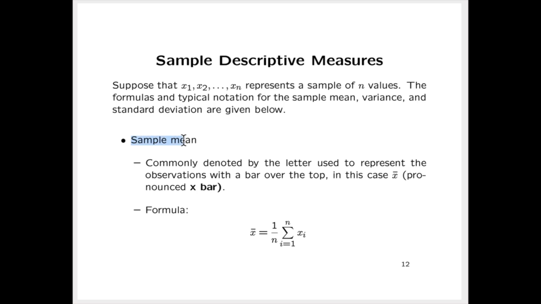We'll start off by talking about the sample mean, and this is commonly denoted by the letter used to represent the observations or the data, and then we put a bar over the top. Since we're denoting the data values using lowercase x's, to denote the sample mean of those values, we would use that same letter, lowercase x, with a bar over the top. We say this verbally as x bar. So the sample mean, x bar, is just, as you would expect, the arithmetic average of the values in the sample.